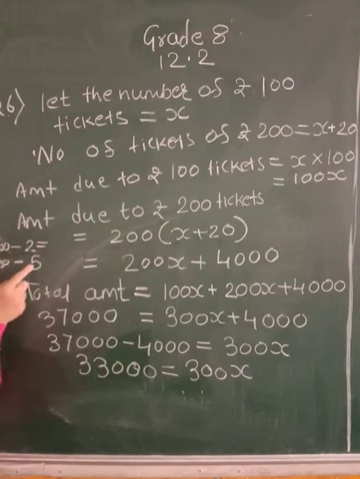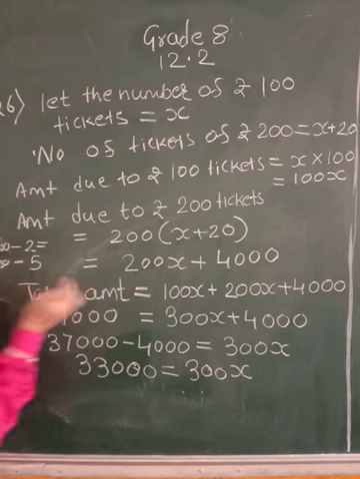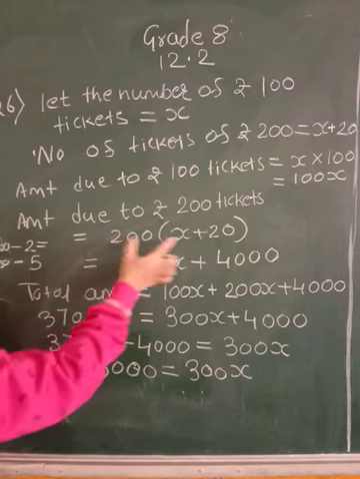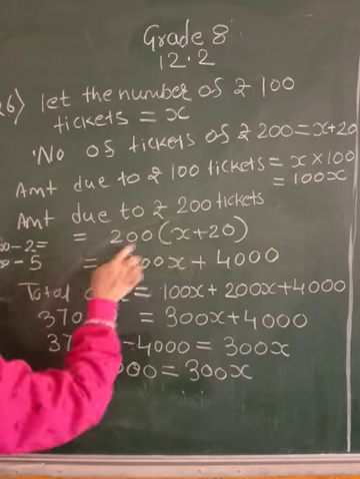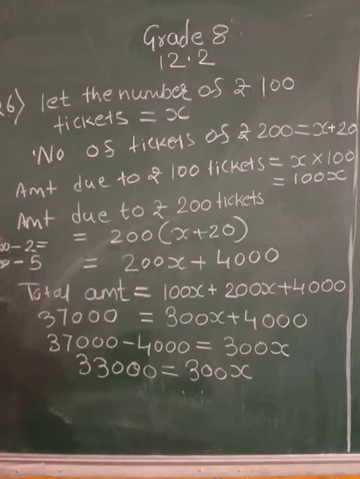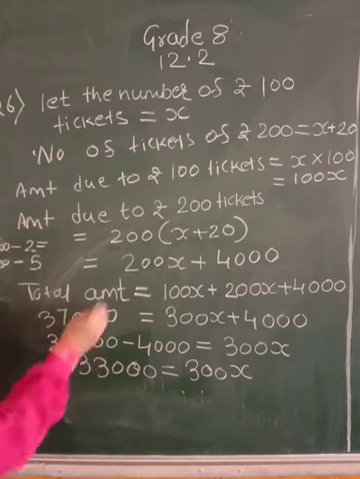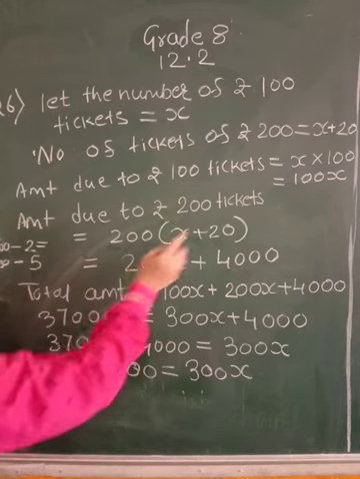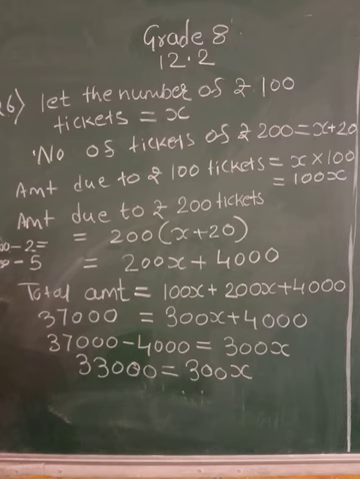So the amount here, see 5 into 200, number of tickets into rate of one ticket. Rate of one ticket is 200. Number of tickets are x plus 20. So multiply this, and you get 200x plus 4000. So this is the amount due to 200 rupees tickets and this is the amount due to 100 rupees tickets.